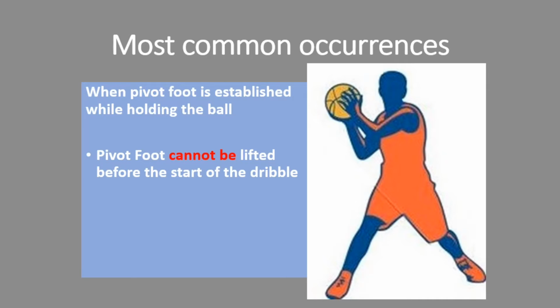This is a common occurrence, and probably the most common travel that we never call accurately or consistently. When the pivot foot is established, whatever foot that may be, let's say my left foot, I cannot lift my left foot before I start a dribble. What does it mean before I start a dribble? The ball must have released from my hand and be going to the floor, not hit the floor, just released, before I lift my pivot foot at all. It doesn't have to be put back down, just simply lifted in order to start a dribble. This is a traveling violation.